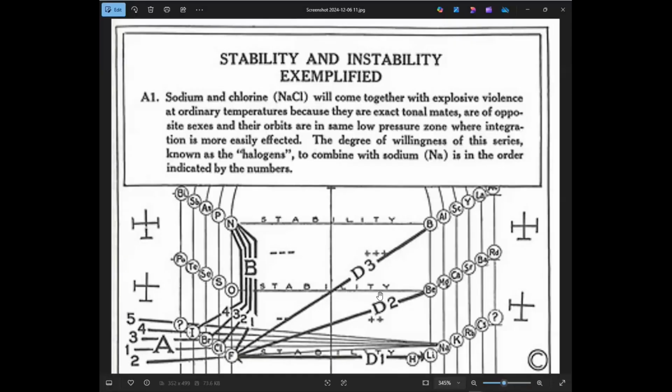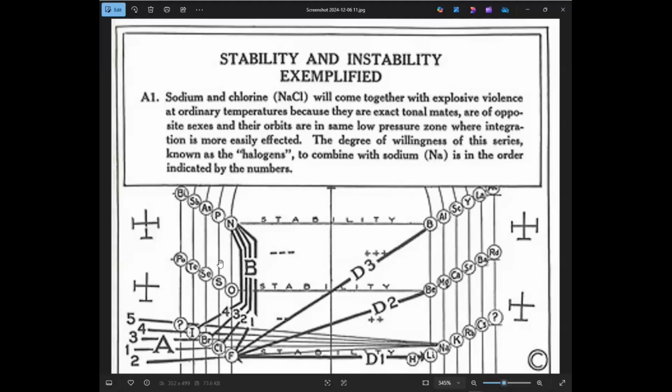Okay. Then they're going to be better mates if they're in the same pressure zone. Like a +1 and a -1 will go together. A +2 and a -2 will go together, right? A +3 and a -3 will go together. But the farther they are apart in pressure, the less they're going to want to go together. So if you got a -1 and a +2, will kind of go together, but a -1 and a +3 will go together even less. So that's pressure.